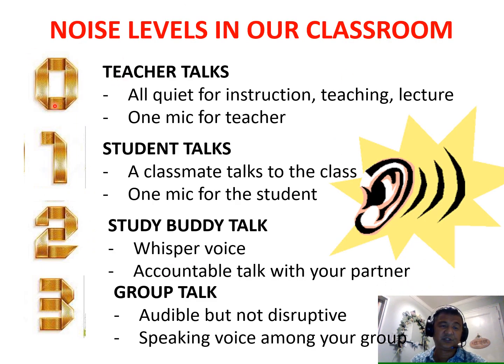Noise level 0, teacher talks. I don't need to explain this. Noise level 1, only one classmate, student talks, and everybody listens. Noise level 2 means two people talking with each other, study buddy talk. Partner 1 and 2 talk with each other, and then 3 and 4 they talk with each other. And lastly, noise level 3 is group talk. Okay, the noise level is a little bit up, but you know, it's all accountable. You can hear it, but work is being done.